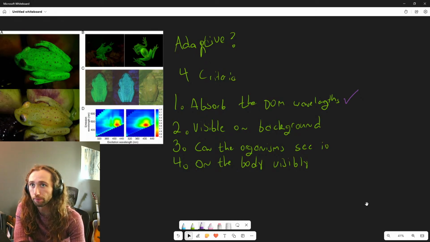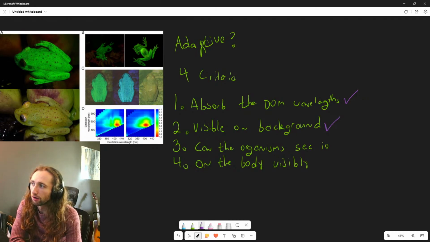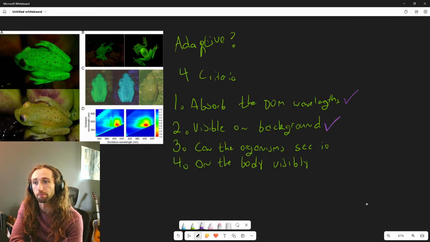So the second one, visible on the background. They found that this was true. They found that if you looked at the frogs, if you tried to fluoresce them, they were very, very visible from the background. The third one, can the organisms actually even detect this fluorescence?